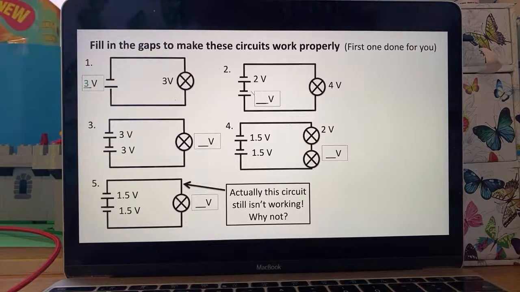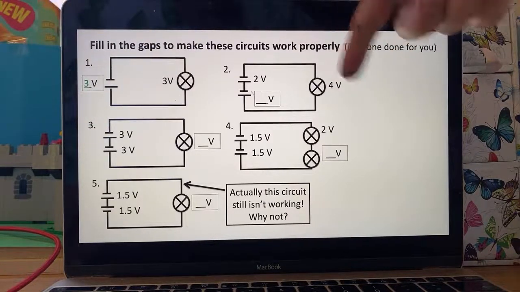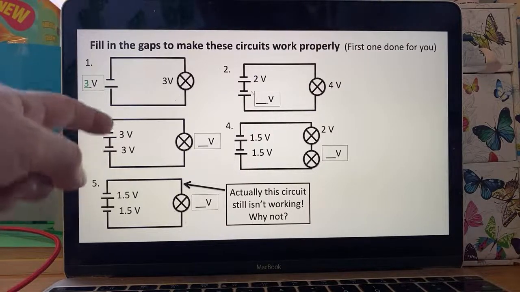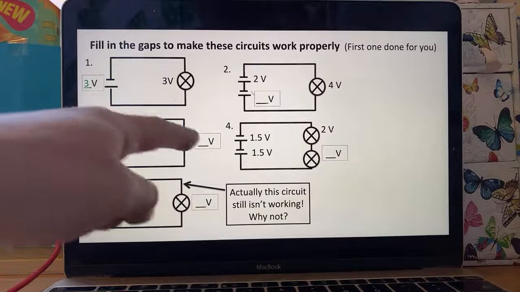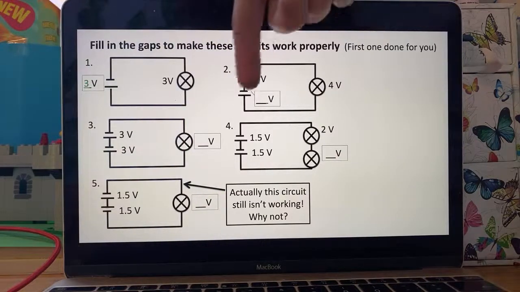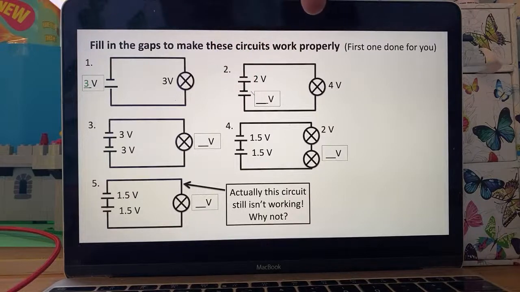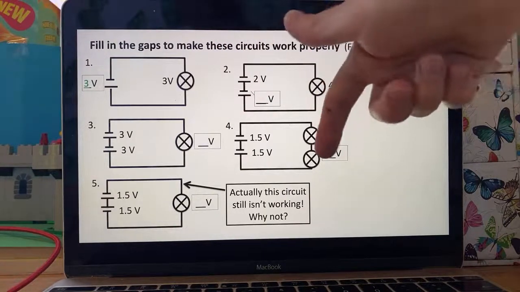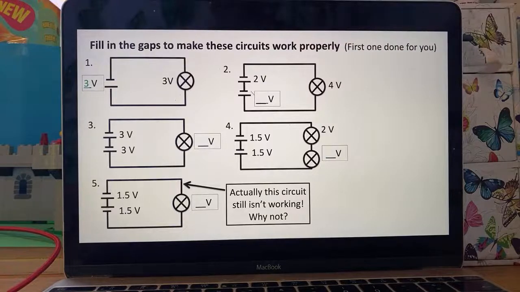Lovely stuff. Question 2, you've got a 4-volt bulb, and you've got 2 batteries here. One's 2 volts. What does the other one need to be to make the 4-volt bulb work properly? Question number 3, you've got 2 3-volt batteries in this circuit. So what bulb would you plug in to make that circuit work properly? Question 4, you've got 2 1.5-volt batteries, sorry. You've got a 2-volt bulb. So what's the voltage of that other bulb if that circuit's going to work properly?